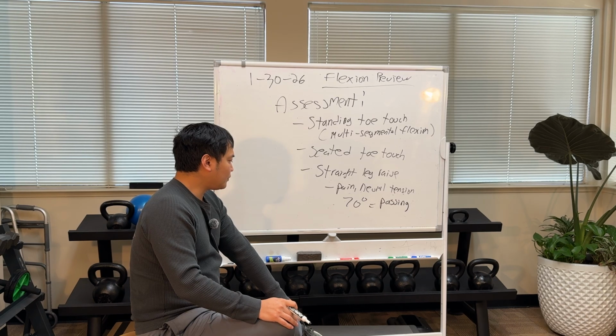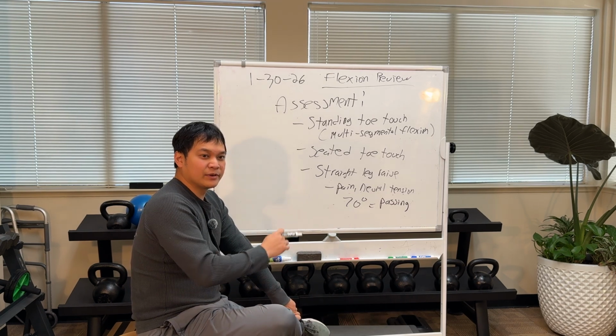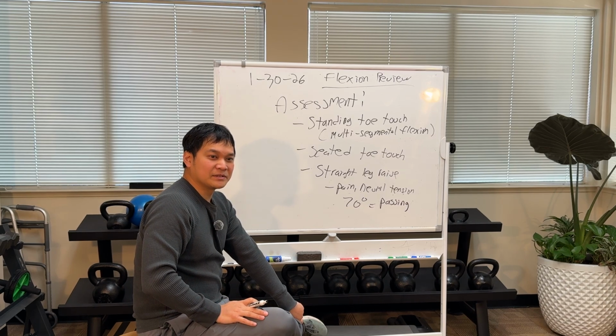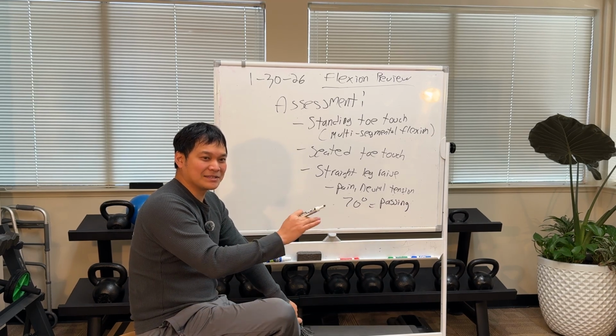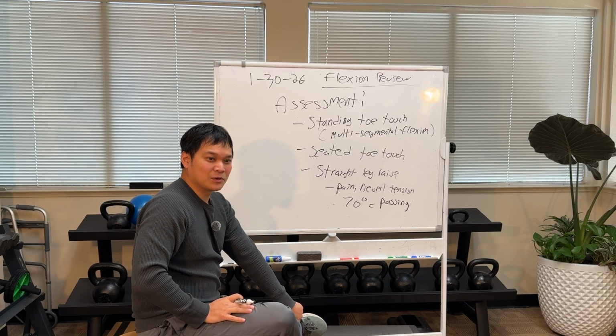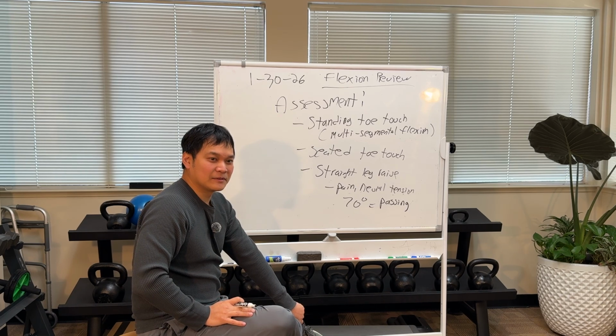So what if we determine that they have 70 degrees on both sides? Let's say they have a passing straight leg raise test. What do we look at next? Lumbar flexion? Yes. Okay.